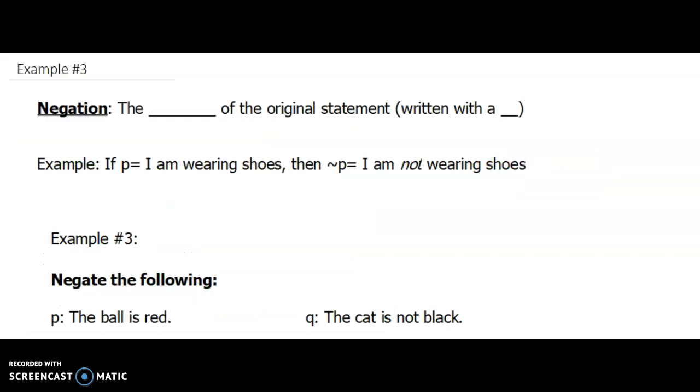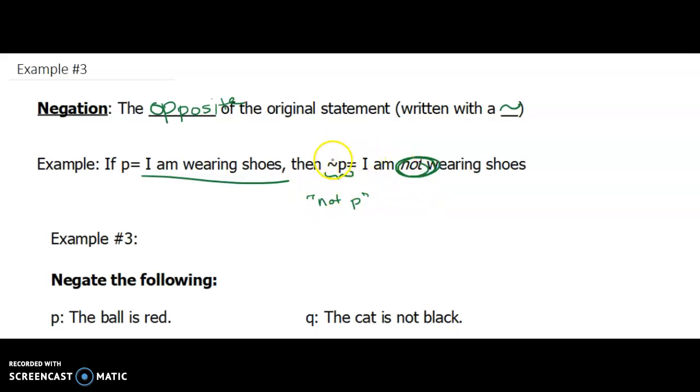All right, we have one more vocab word, and it's a very, very important one, and it is negation. Okay, so if you negate something, it means you take it away or make it opposite. So negation would be the opposite of the original statement. And when we negate something, all we do is we put a squiggly in front of it. So for example, if my P is I'm wearing shoes, my not P would be the tilde P, or the squiggly P would be I am not wearing shoes.